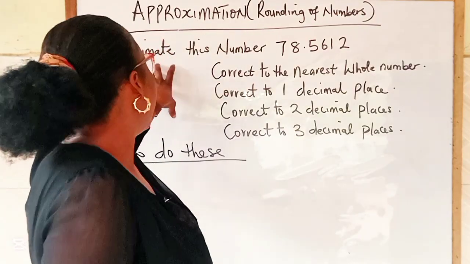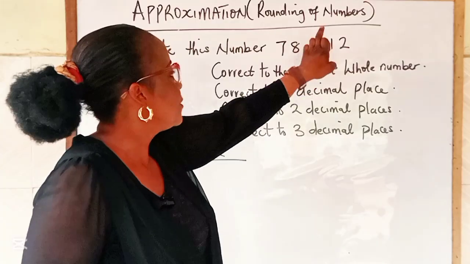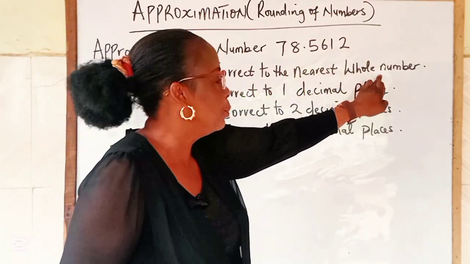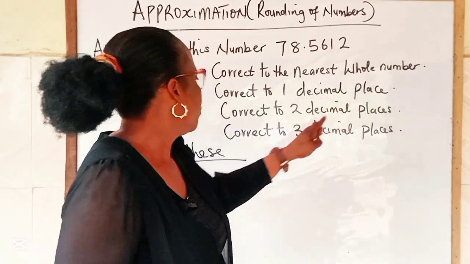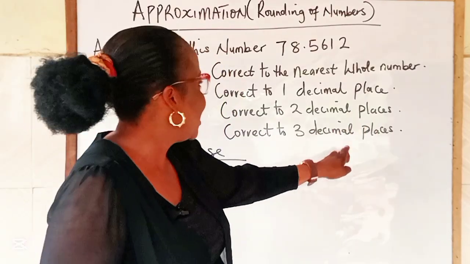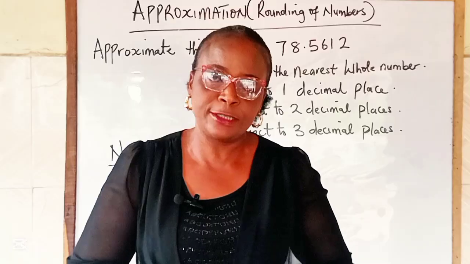Alright, approximate this number 78.5612. Correct to the nearest whole number. That's number 1. Correct to 1 decimal place. Correct to 2 decimal places. And correct to 3 decimal places. I want to see it in the comment section.